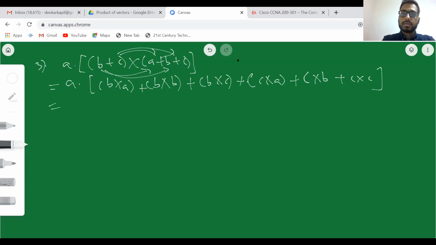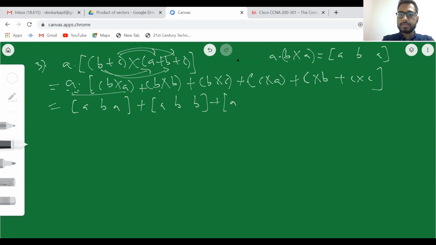A dot b cross a, this is nothing but the scalar triple product. Therefore I'll multiply A inside to each and every term. So I will get over here ABA. Multiplying with A inside over here, I will get ABB. A dot B cross C would be ABC. This would be ACA plus ACB and ACC.